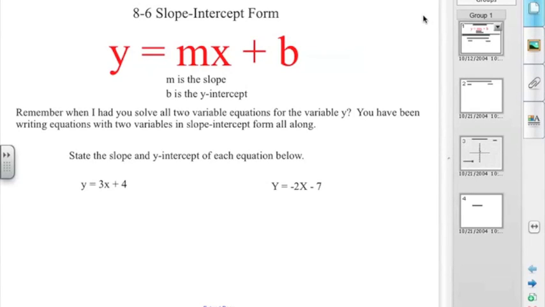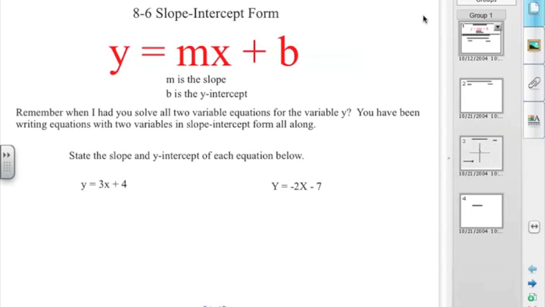8-6 slope-intercept form. As you can see on the first slide, in very large red letters, y equals mx plus b. m is the slope of the line, and b is going to be our y-intercept. If you remember what the y-intercept is, yes, it's where the line crosses the y-axis. And you remember what the slope is? Yes, it's the rise over the run.